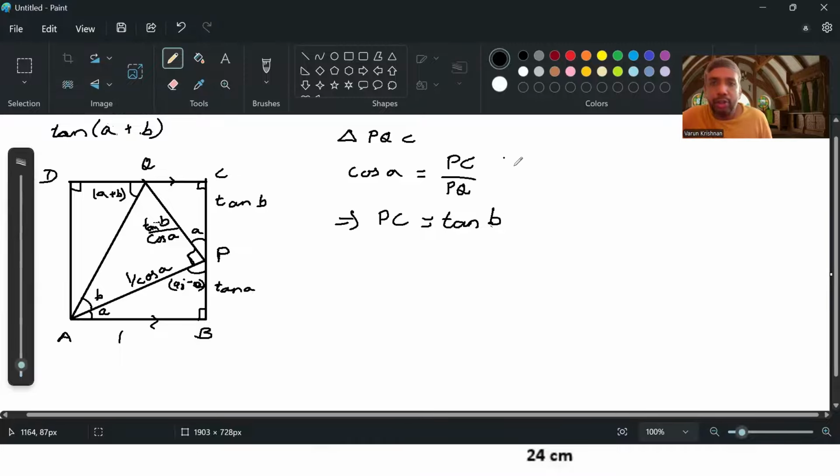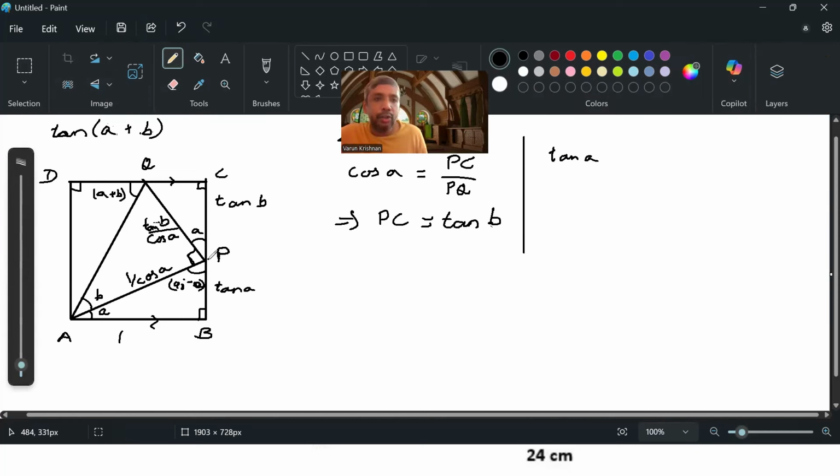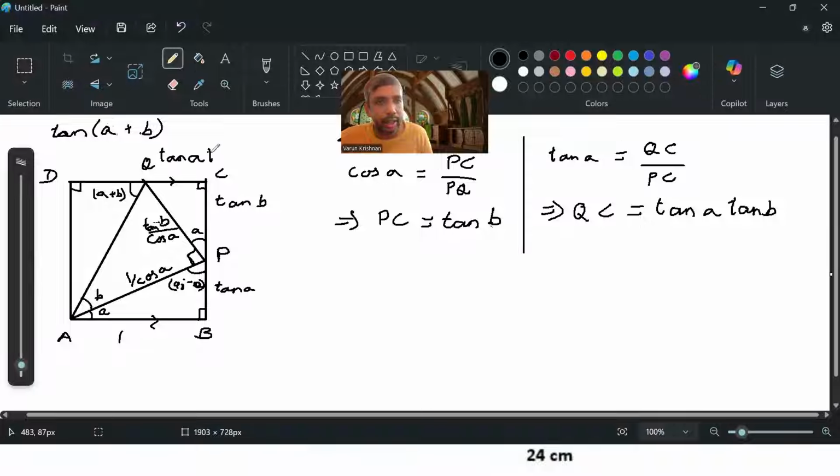In this triangle PQC also, I'm going to find out the value of tan of angle A. So tan of angle A in triangle PQC will be opposite side by adjacent side, which is equal to QC by PC. Now see, PC is tan B, which means QC will be equal to tan A into tan B. So length of QC is tan A tan B.